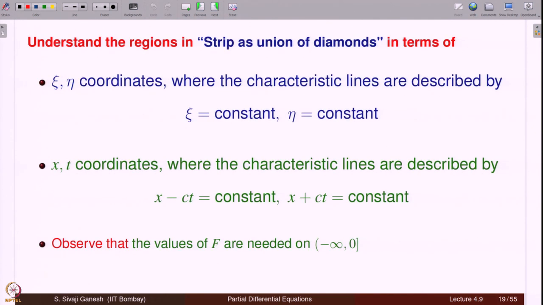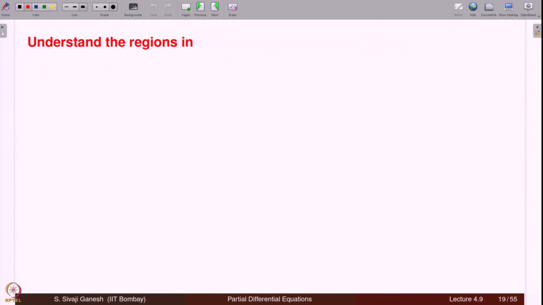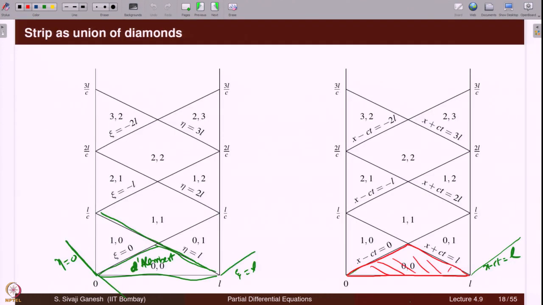Why is that? Let us go back to the picture. In this picture we obtain, as you see, x minus ct equal to 0, x minus ct equal to minus L, minus 2L, minus 3L and so on. Therefore, the values of f are needed, because we have an expression f of x minus ct, only from this L to minus infinity here.